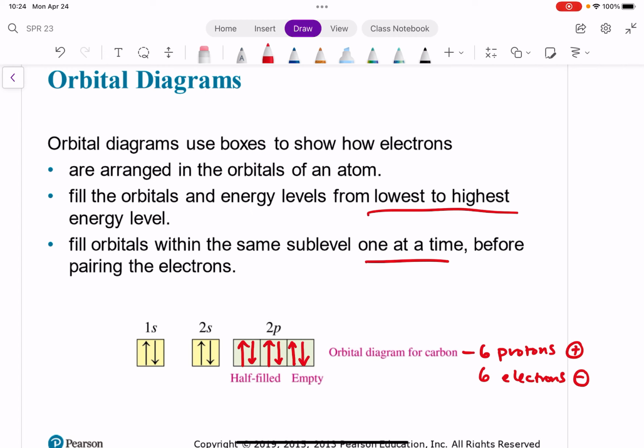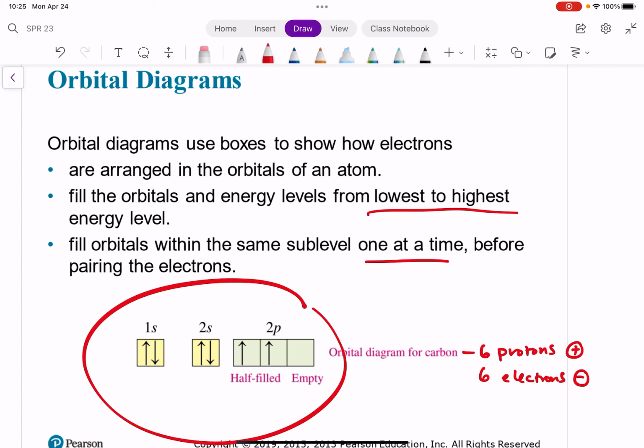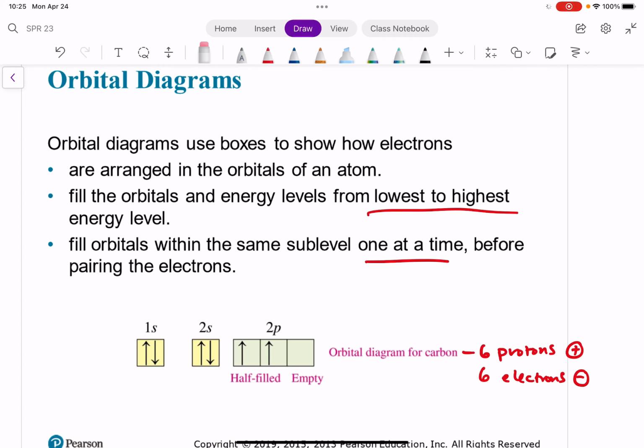And remember, each orbital can hold 2 electrons. So you've got 2 there, 2 there, and 2 there, and that's your full p orbital, or p sublevel. But since we're carbon, we only have 6 electrons to use. So this is what your orbital diagram looks like. We only fill those first 2 orbitals.